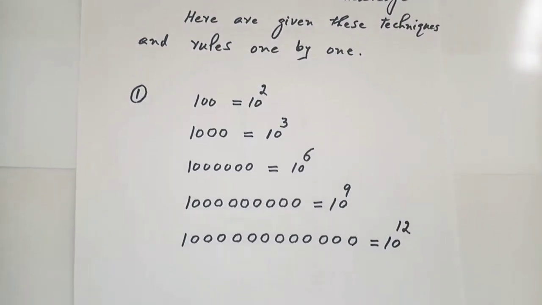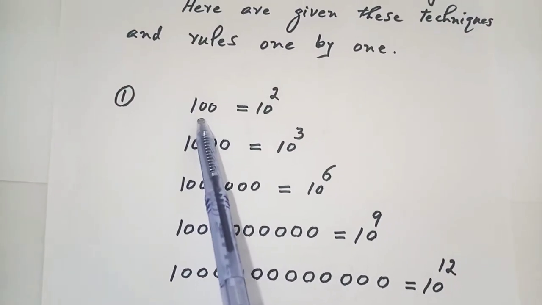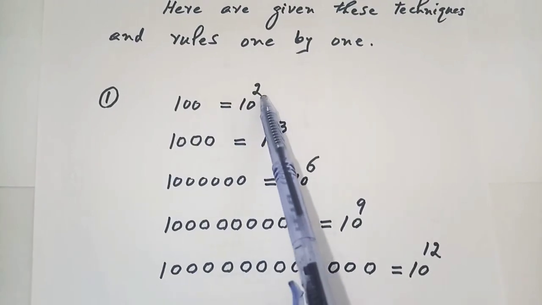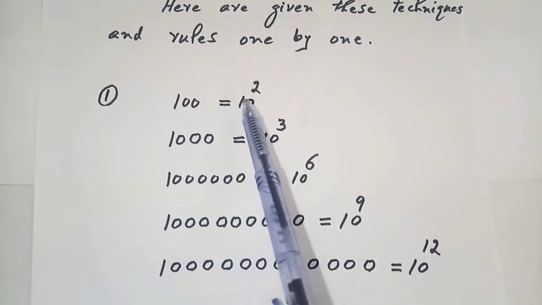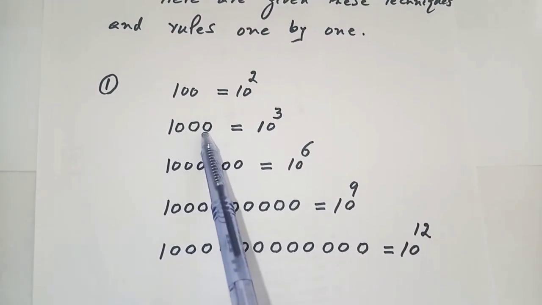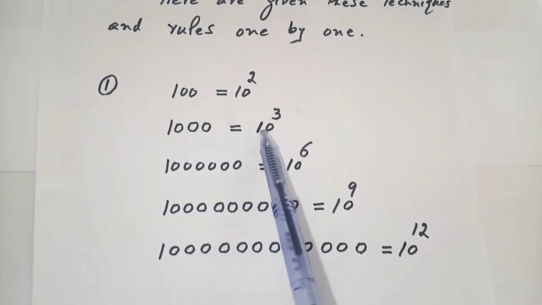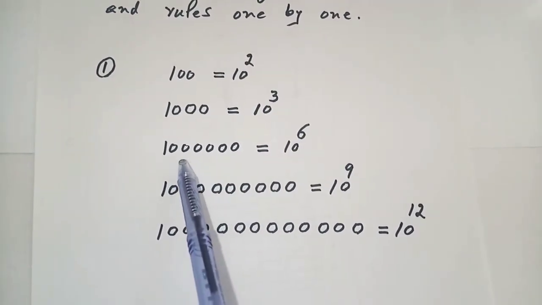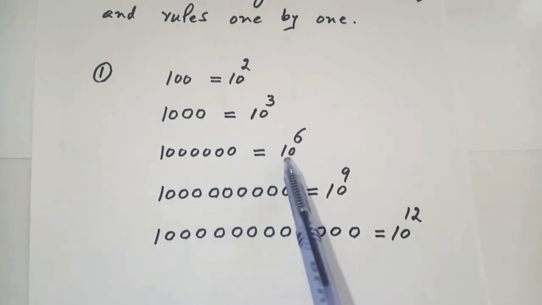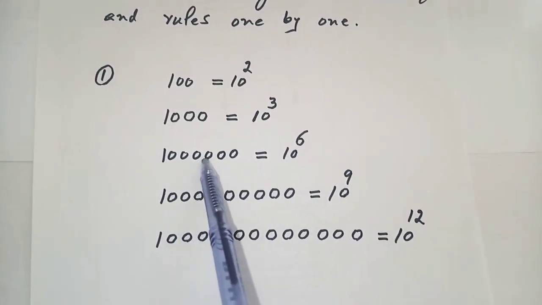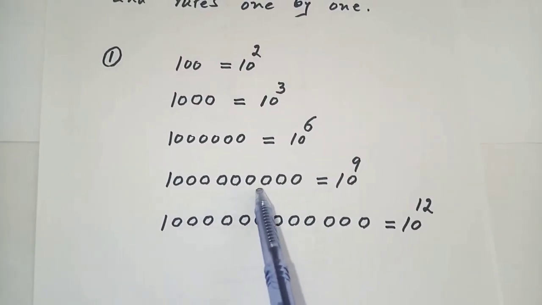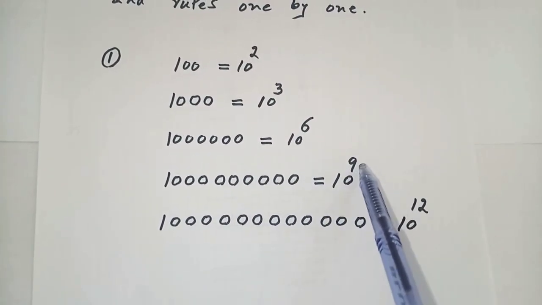Number one: if we have 100, we write it as 10 power 2. There are two zeros, so we write it 10 power 2. This is 1000, there are three zeros, so we write it as 10 power 3. Here are six zeros, so this is equal to 10 power 6. If the number of zeros is 9, we write it as 10 power 9.